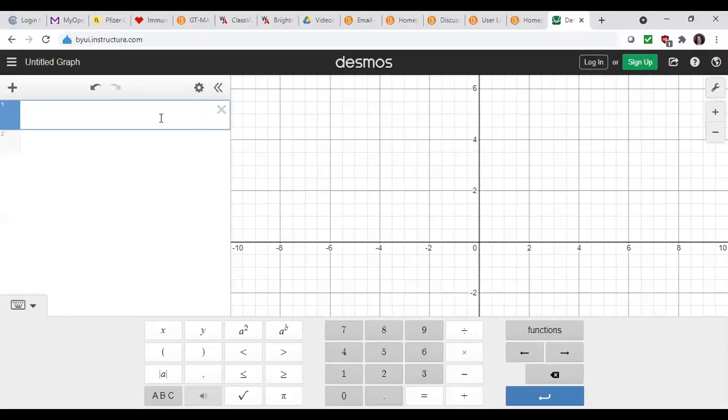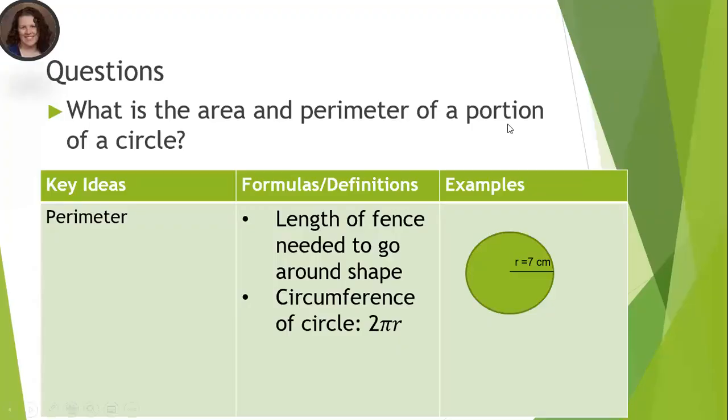So in Desmos, you just type in pi for pi. Our radius here was 7. And then you can click on this A2 to get the squared, and that's how you get the 153.938.